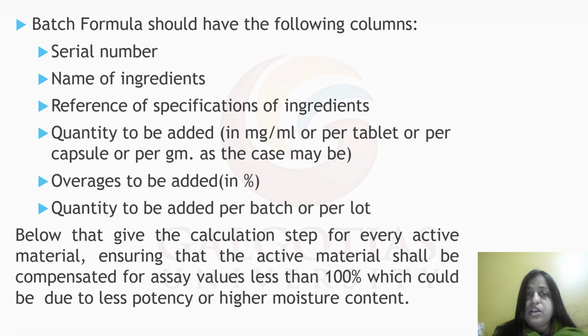The batch formula should have the following columns: serial number, name of the ingredient, reference of specification of ingredients, quantity to be added in milligram per ml or per tablet or per capsule or per gram as the case may be, overages to be added, quantity to be added per batch or per lot. Below that, give the calculation steps for every active material, ensuring that the active material shall be compensated for assay values less than 100%, which could be due to less potency or higher moisture content.